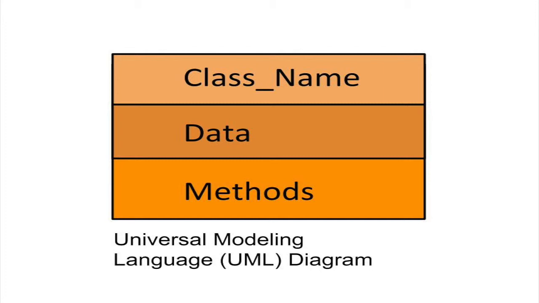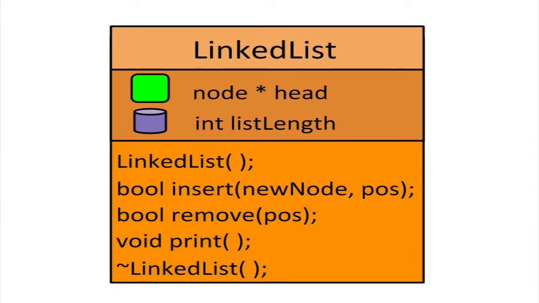In designing a linked list class, it's helpful to use a UML diagram. We will specify the data members and methods for the class. Let's create two data members, one for storing a reference to the linked list, and another for storing the length of the list. Let's define five methods for the linked list class.